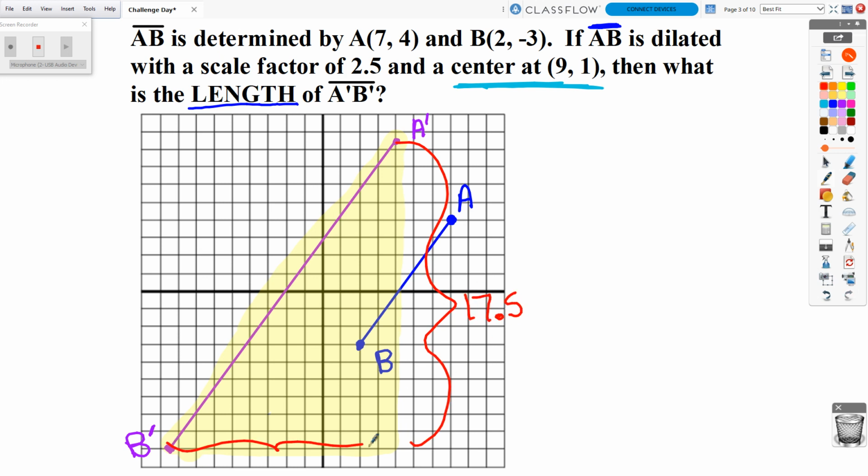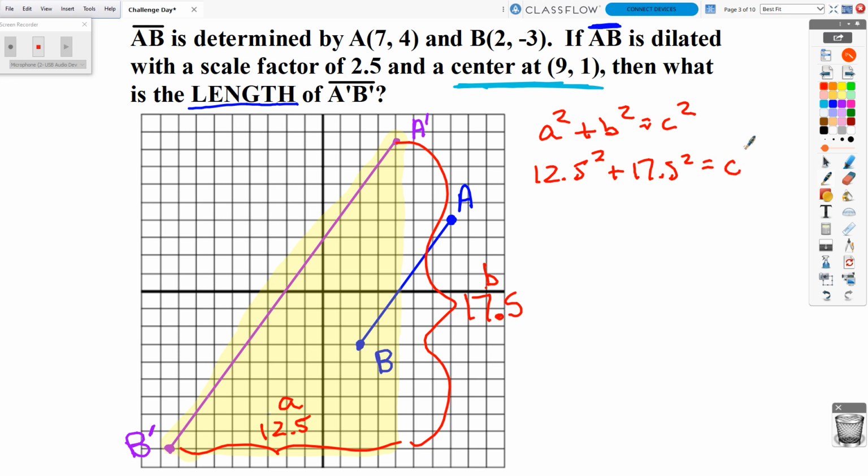Now, how far is it from down here to here? 1, 2, 3, 4, 5, 6, 7, 8, 9, 10, 11, 12 and a half. So all of this, 12 and a half. Now, those represented the A and the B for the Pythagorean theorem. So if I had the Pythagorean theorem, a squared plus b squared equals c squared, then we would go 12 and a half squared plus 17 and a half squared equals c squared. And now I need a calculator because I'm not good with halves and squaring.